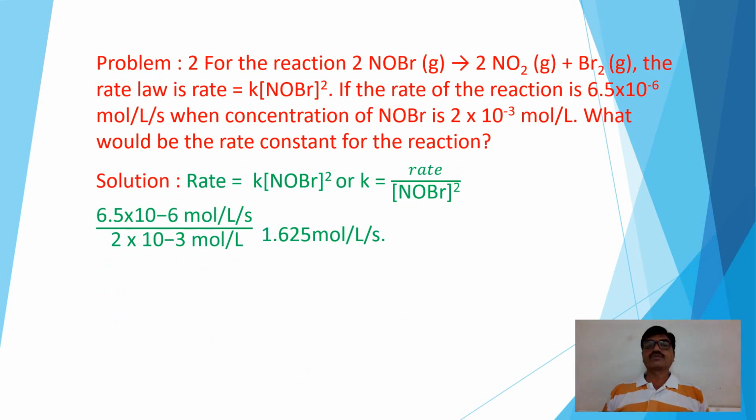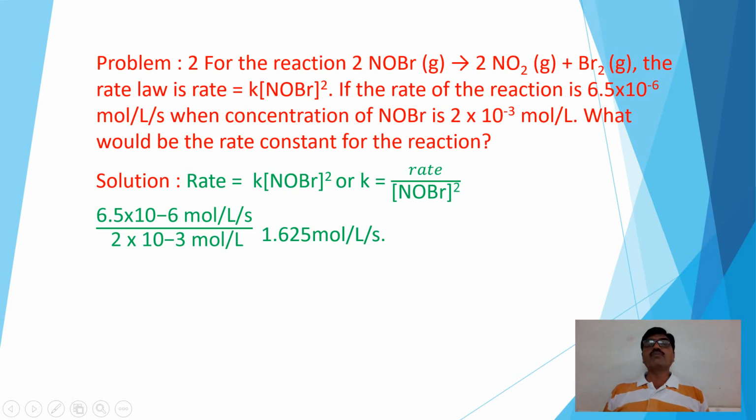Then at last, see one more numerical, the second problem. For the reaction 2NOBr gives 2NO2 plus Br2, the rate law is given there. Rate is equal to this. The rate of the reaction is directly proportional to the square of the concentration of NOBr. The rate of the reaction is given, in moles per liter per time.